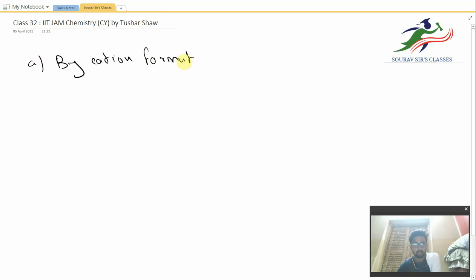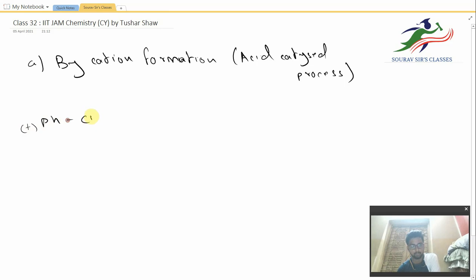This is the acid catalyzed process. Let me give you an example here. What is happening? Let us take this plus isomer PhCHClCH3, and if we give SbCl5. Now SbCl5 is a strong Lewis acid, so it will take up the Cl minus from the system, thus creating a positive charge.